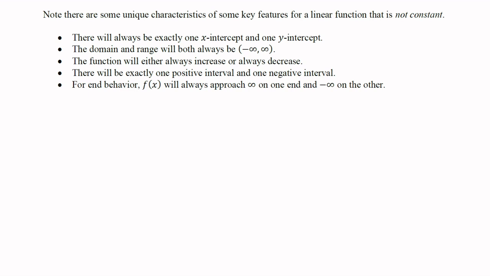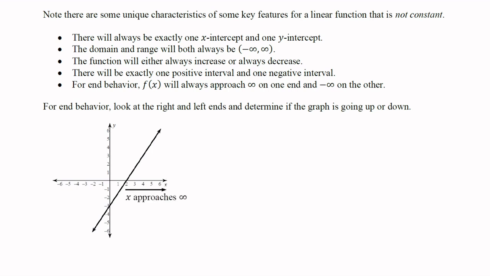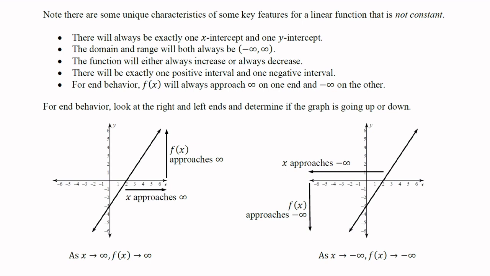For end behavior, f of x will always approach infinity on one end and negative infinity on the other. For end behavior, look at the right and left ends and determine if the graph is going up or down. So here's a quick review of end behavior. In this graph, as x approaches infinity, so we're going to the right, f of x approaches infinity because we're going up. And then going on the other side, as x approaches negative infinity, going to the left, f of x approaches negative infinity because the graph is going down.